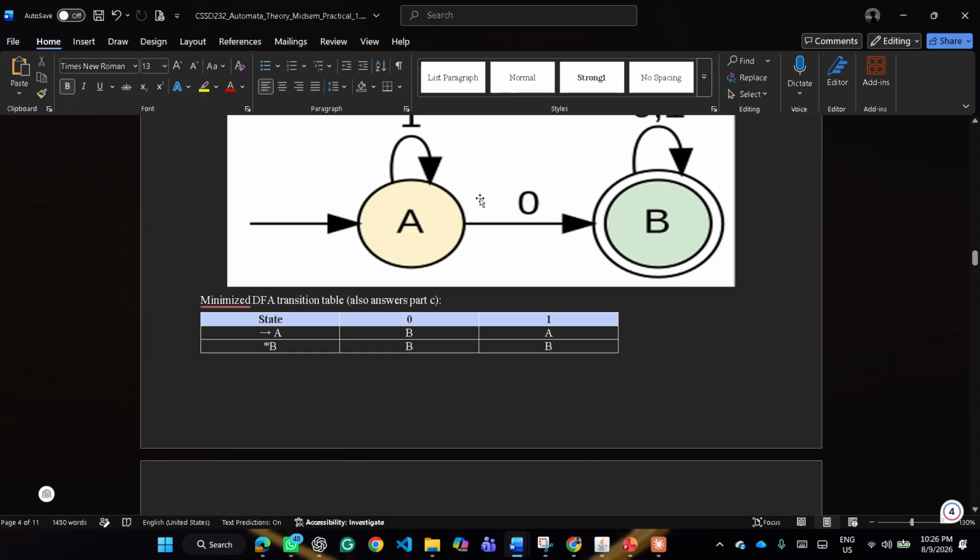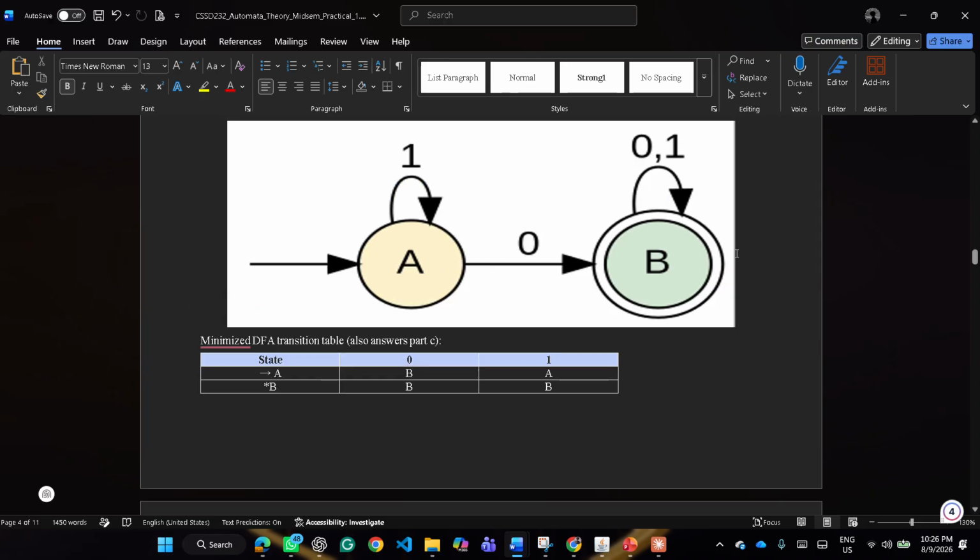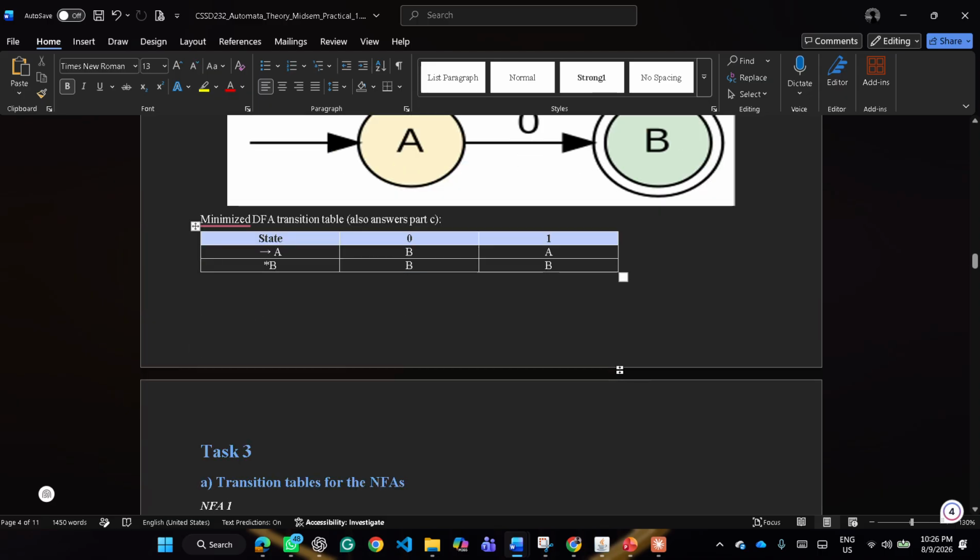And so with this, let's do the transition table for this minimized diagram. If you're at A and you receive an input of 0, where do you go? You go to B. That's why you have B here. And if at A again you receive an input of 1, it's a self loop, so you still maintain your position at A. Now B is the accept state. If you're at B and receive an input of 0 or 1, you still maintain your position: B, B. Basically, that's all that we are talking about as part of task 2. So that's all for now for task 2.